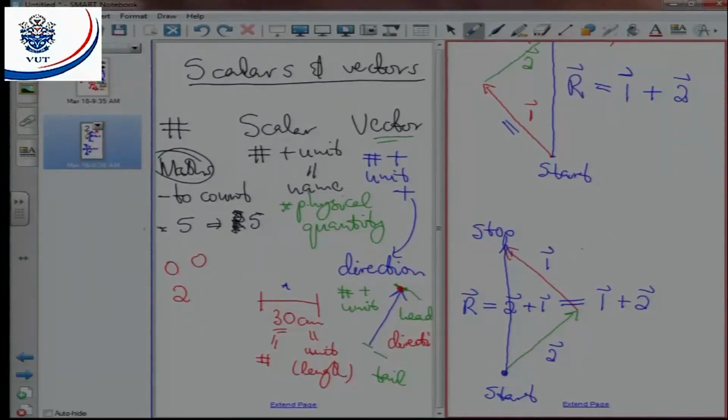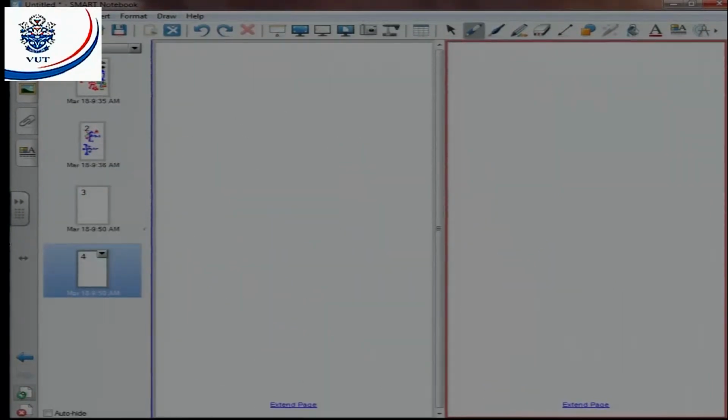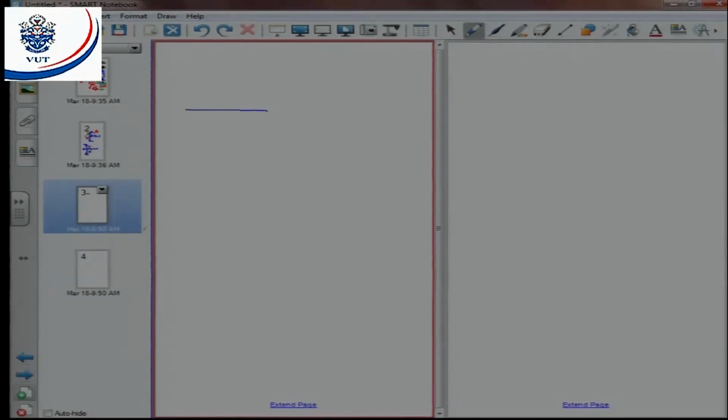So we've just completed section 1.5, which is scalars and vectors. Now we want to know, how do we actually add vectors? And the way we add vectors is quite simple. I think let's start with the simplest examples. So the simplest example is if you walk in a straight line.